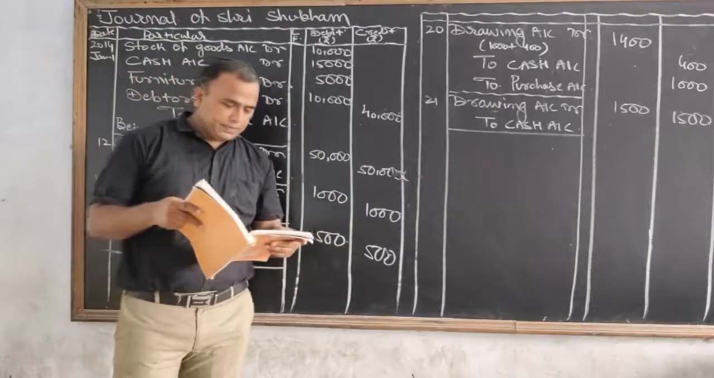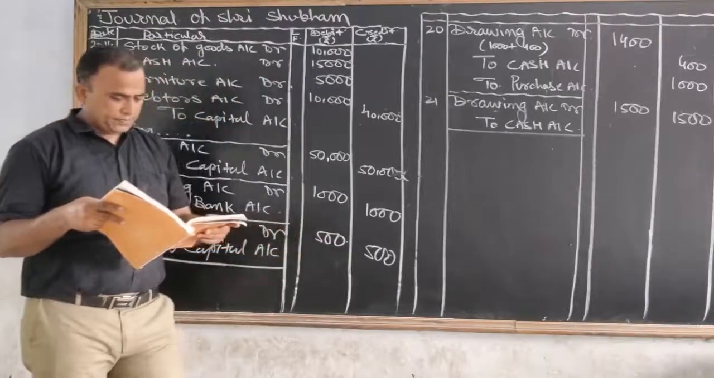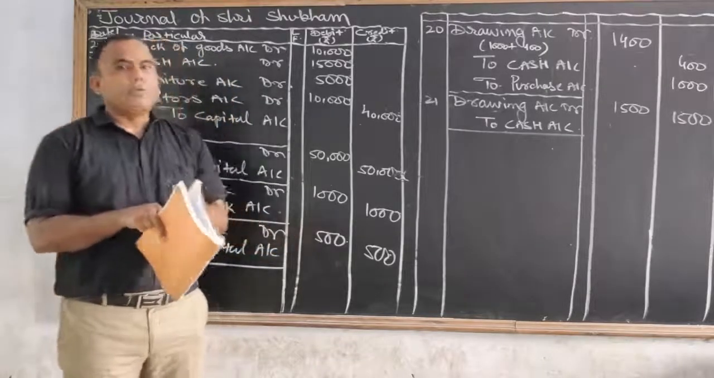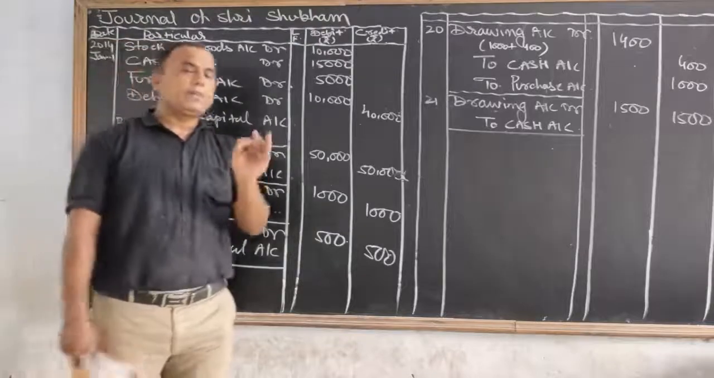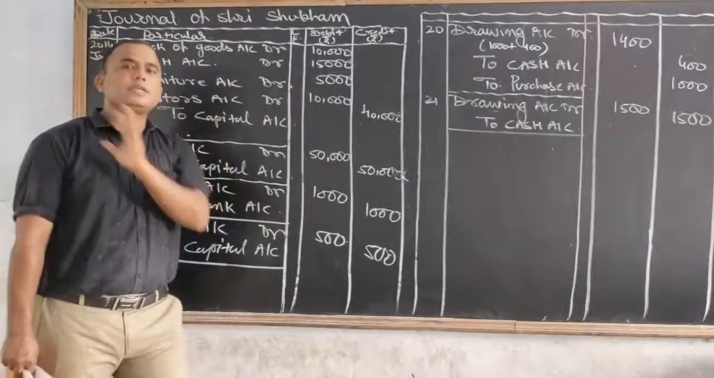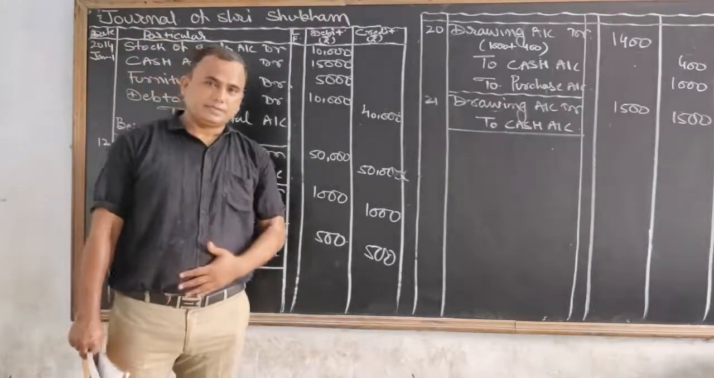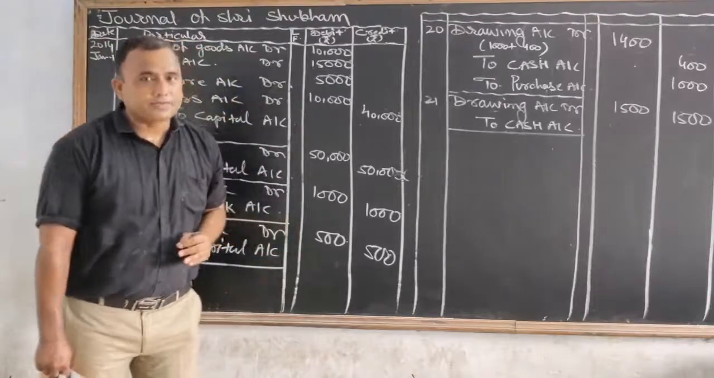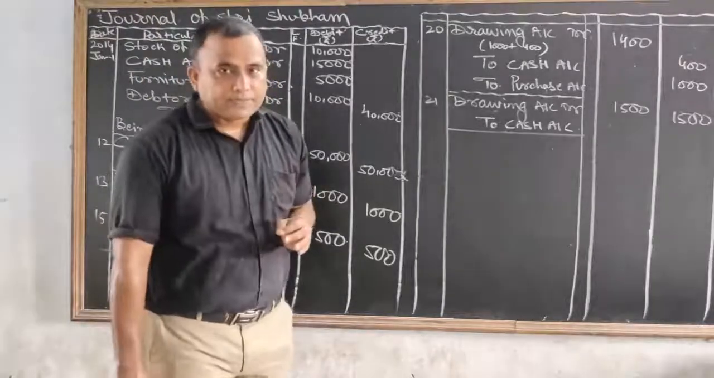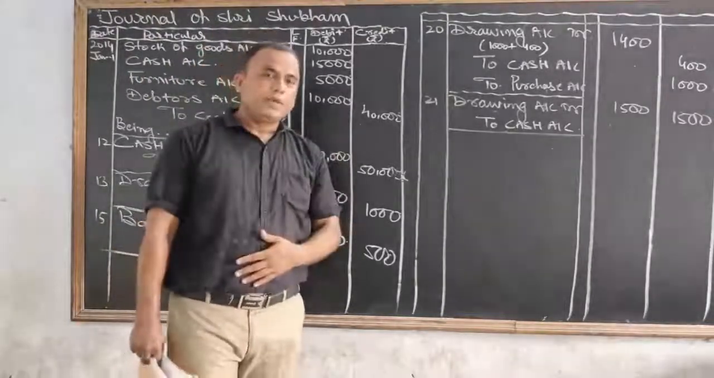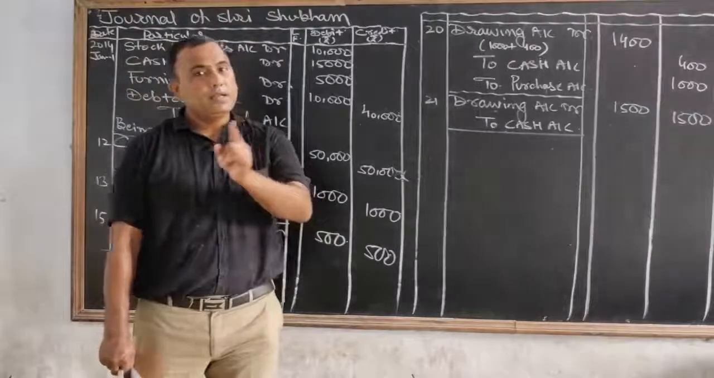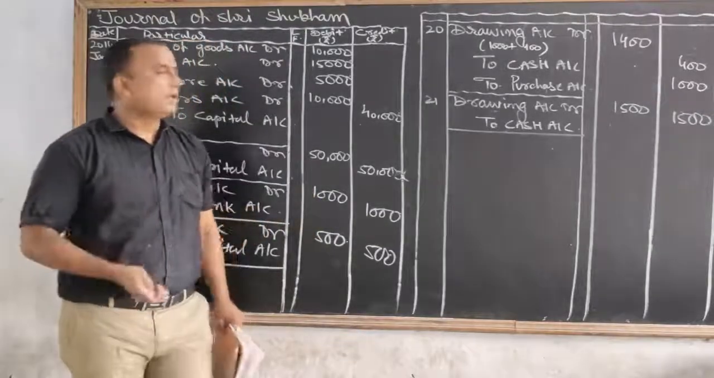Now 28 number, furniture of rupees 2000 purchased from Ganga Furniture Mart for house. We purchased furniture from Ganga Furniture Mart. So the name is given, that's why it is credit. Now if we purchased furniture for the business, at that time furniture account is affected. But we purchased furniture for the house. That's why it is a personal expense.